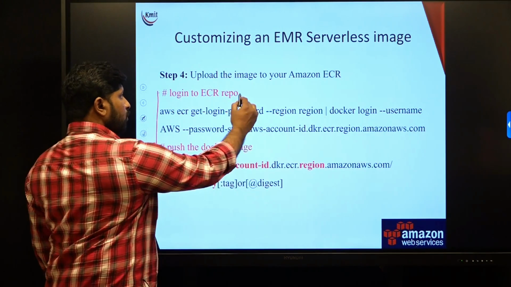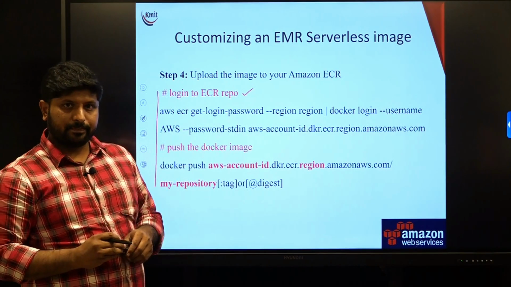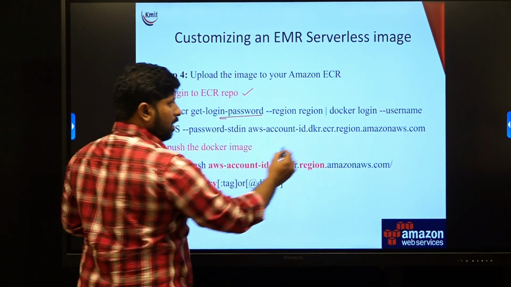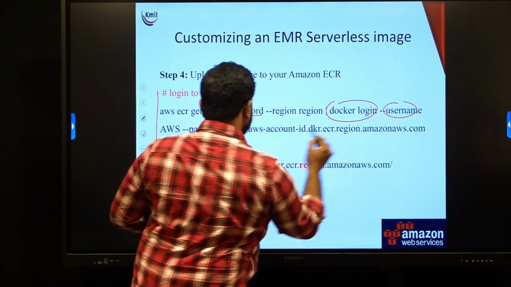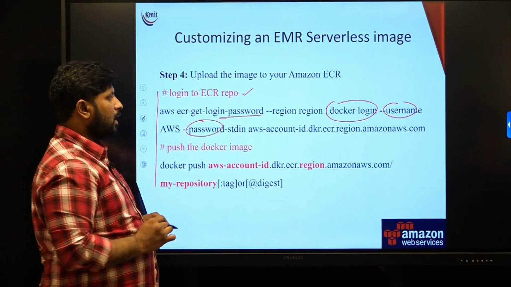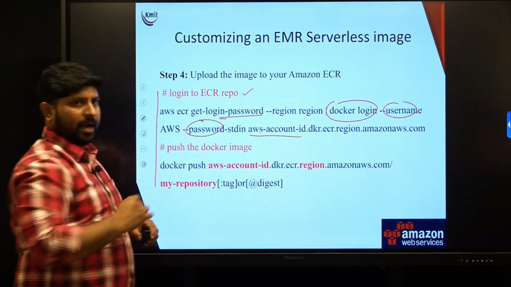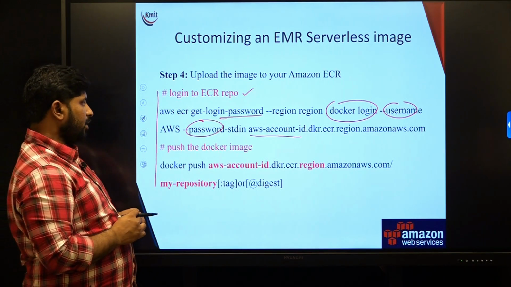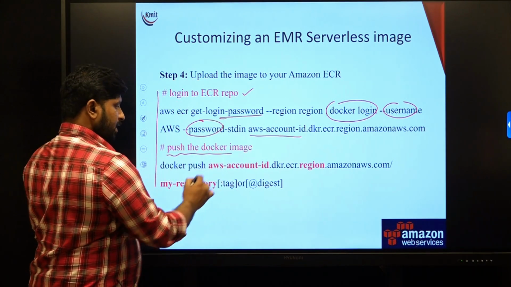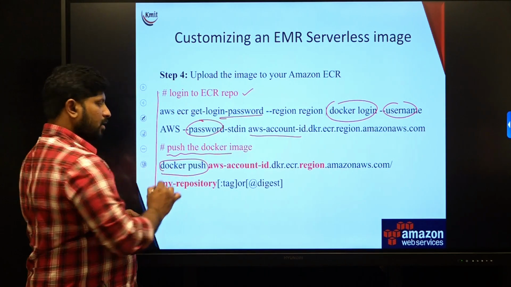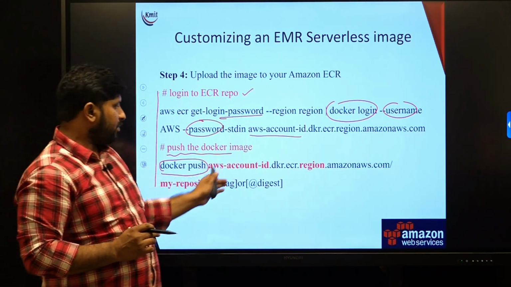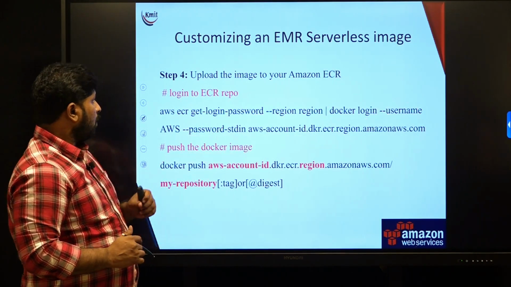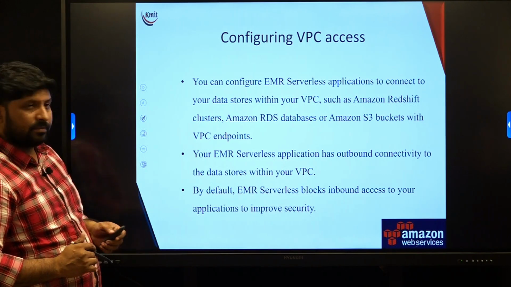For that, first you need to log in to the ECR repository. For that, you have to provide your login password and Docker login username as well as Docker password to the AWS account. Once you get logged into your ECR repository, then you can push your Docker image. For pushing, I will be using the docker push command to push the image onto my ECR repository. Once this has been done, that is it.